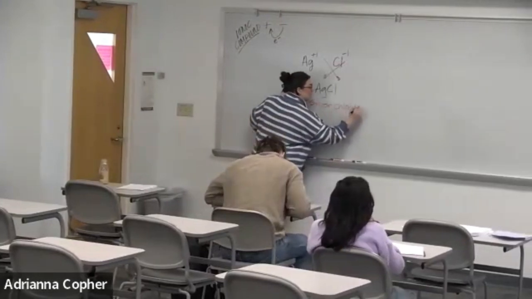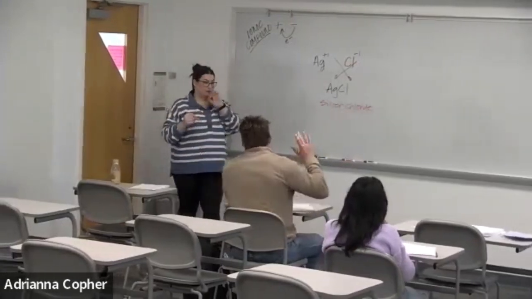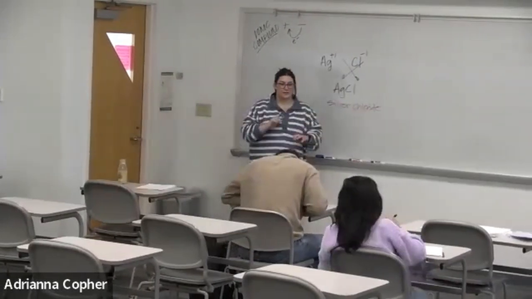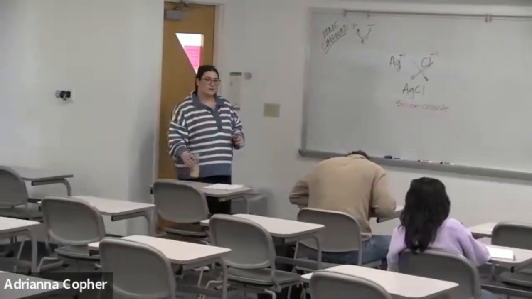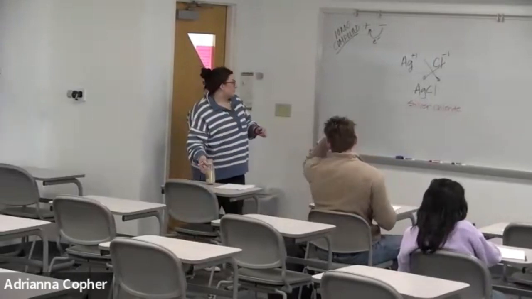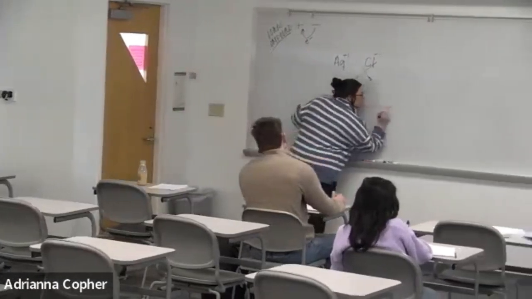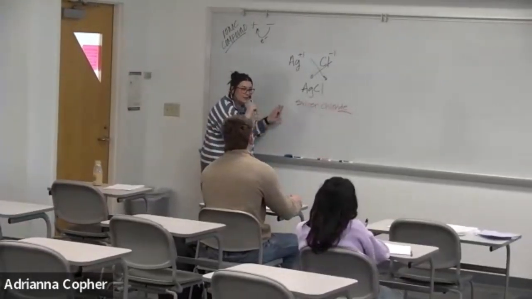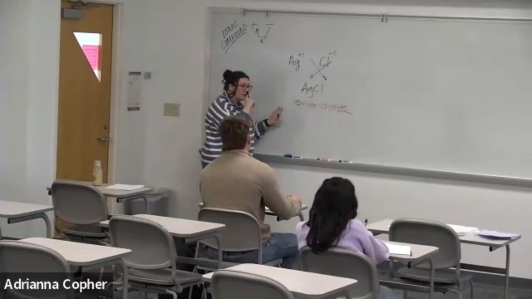Can anyone tell me why I did not put a Roman numeral? Because I know the charge of silver. It is a non-variable charge. The charge does not change, so I don't need to tell you what it is. Okay. Can someone tell me why I put I? Anybody have an idea? I said it earlier.